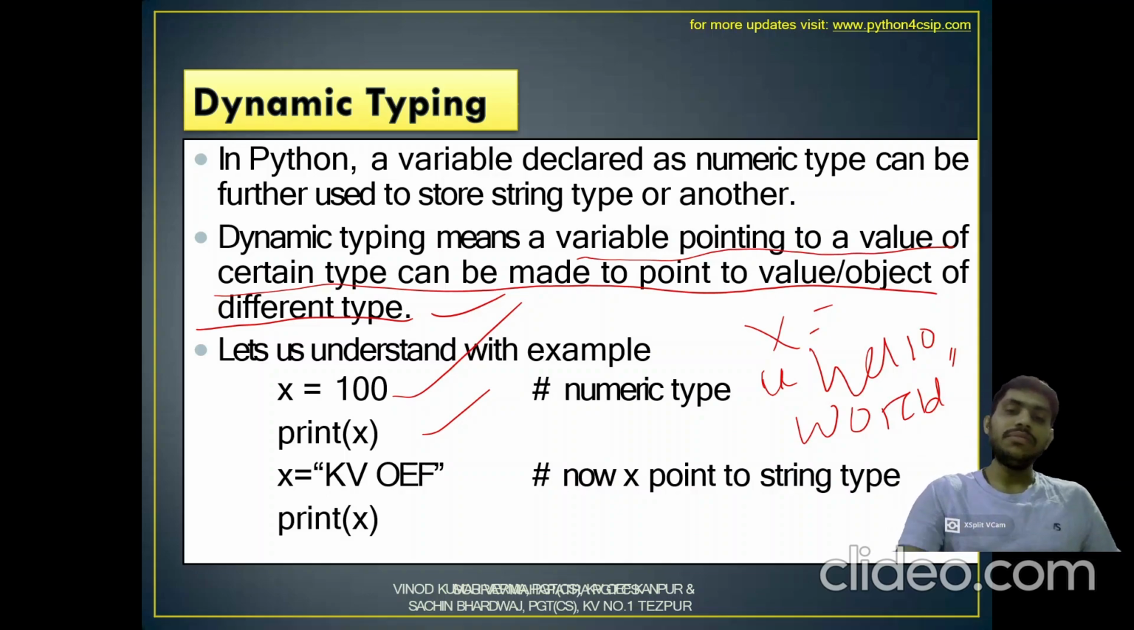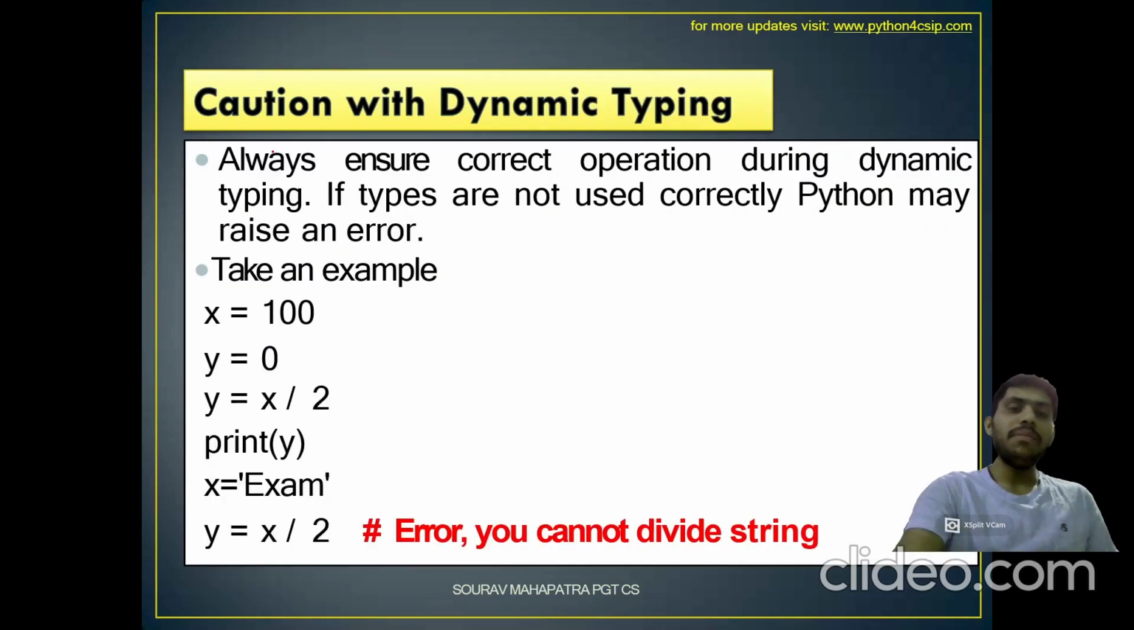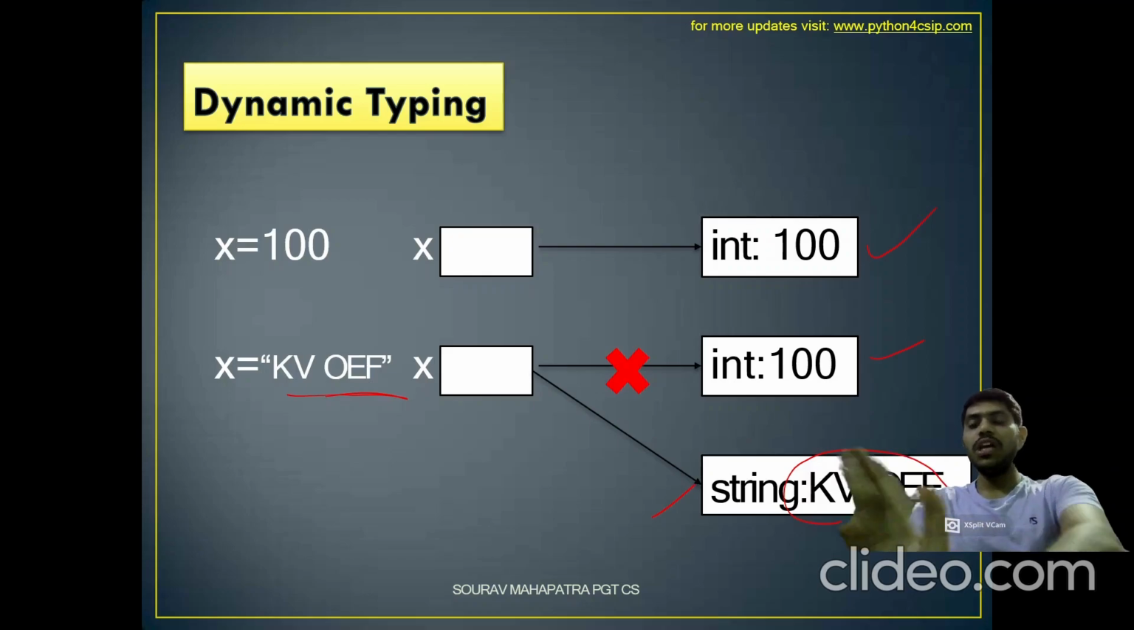Clear everyone? You can see here an example of dynamic typing. x equal to 100, and again they have changed it and written something else. The 100 value is replaced by this one. So the type changed or not? It is the numeric value, and now it is the string value.